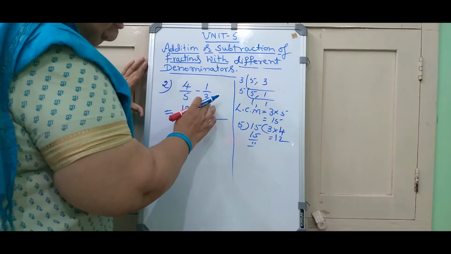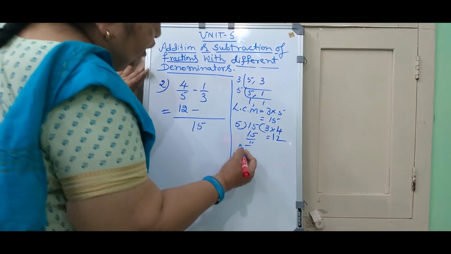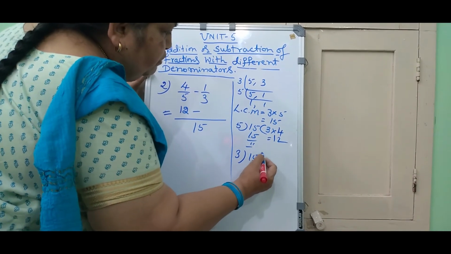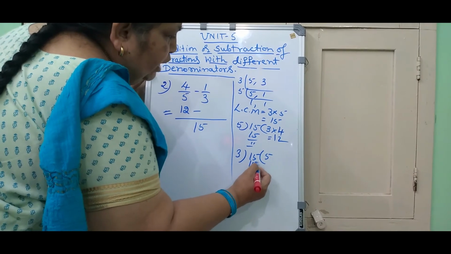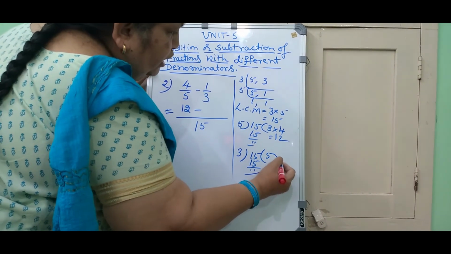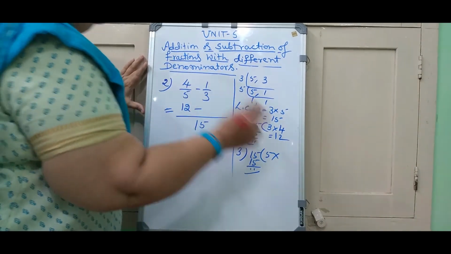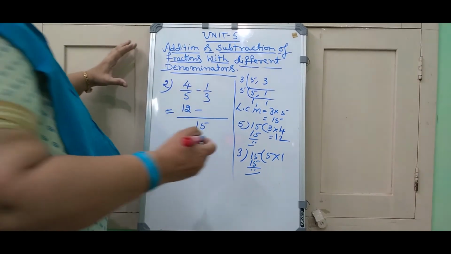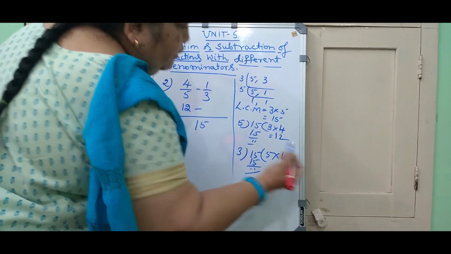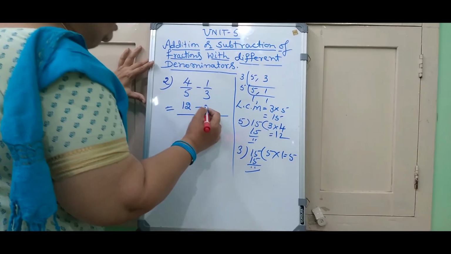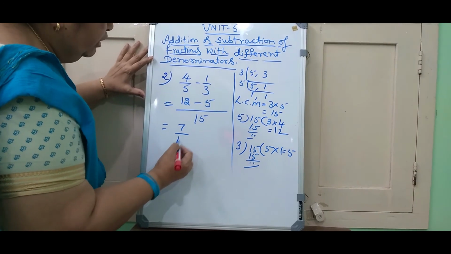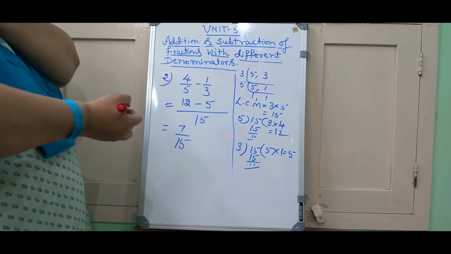Again, the next step is to consider the second fraction. Denominator is 3, LCM is 15. So 3 5s are 15. Again, this 5 must be multiplied by only 1 because in 1 by 3, 1 is the numerator. So this is 5 1s are 5. Okay, so here now 12 minus 5.